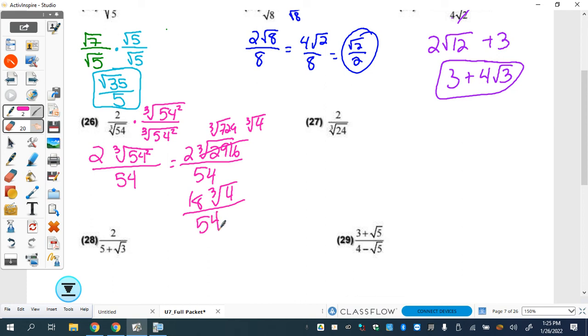over 54. Can I reduce 18 over 54? Pretty sure, yeah. What is it? 1/3. So cube root of 4 over 3. A lot more work on those ones.